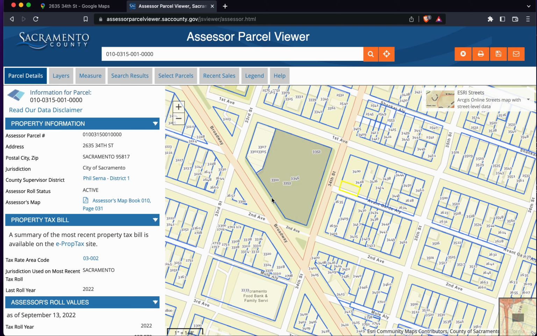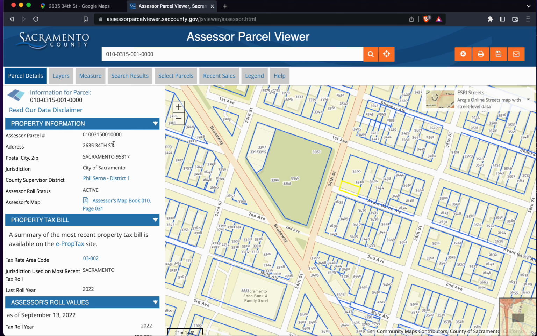The purpose of this video is to figure out the land use regulation or land use designation for our lot, which is found at 2635 34th Street. I told you before that the best way to research lot information is through a parcel number. Don't use the address, because addresses change, but parcel numbers don't.